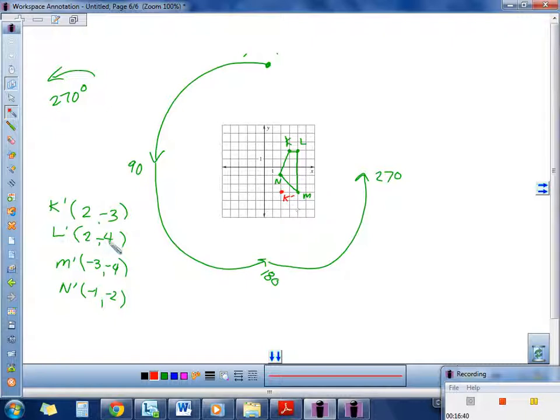My L prime is (2, -4). M prime is (-3, -4). And N prime is (-1, -2). Now I connect them. And there's my 270 degree rotation.